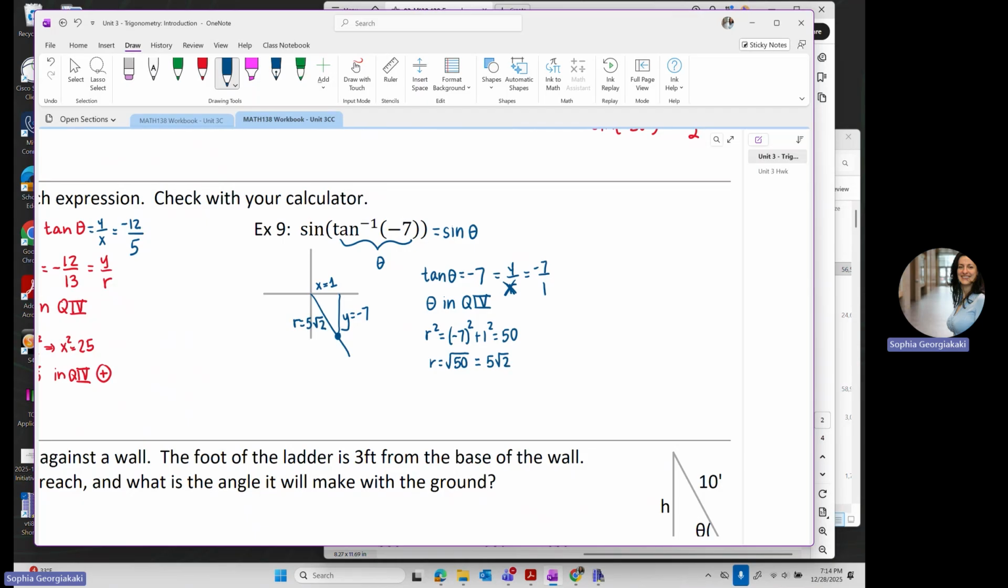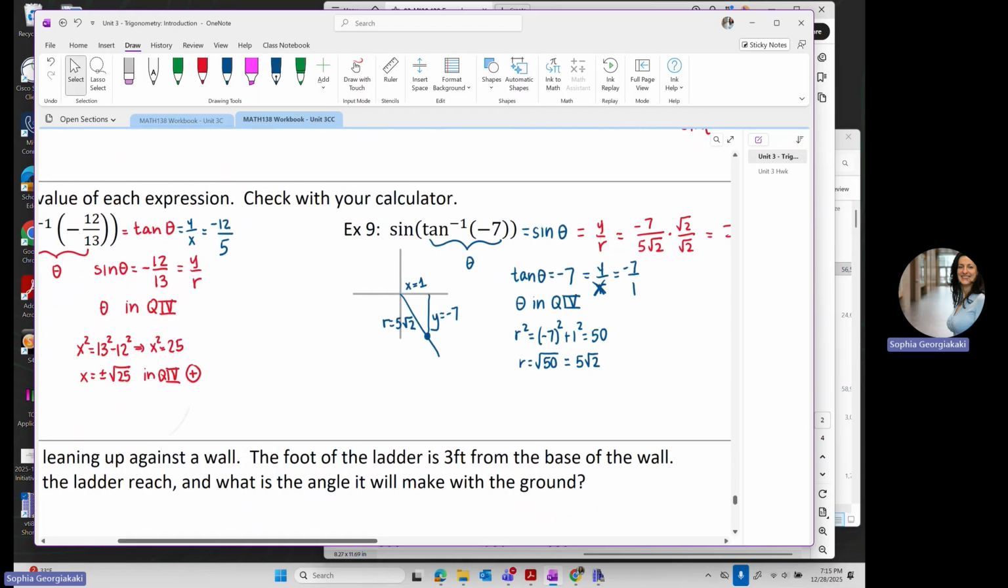They are asking me for the sine of theta. The sine is y over r. So negative 7 over 5 square root of 2. And if I need to rationalize the denominator, I will multiply by the irrational part, square root of 2. So negative 7 square root of 2 divided by 5 times 2, which is 10. That will be my answer. I can use my calculator to check that the trigonometric expression has a decimal approximation that is identical to the quantity negative square root of 2 over 10.